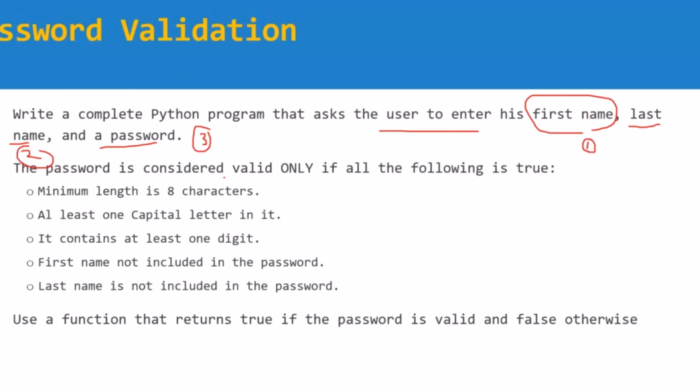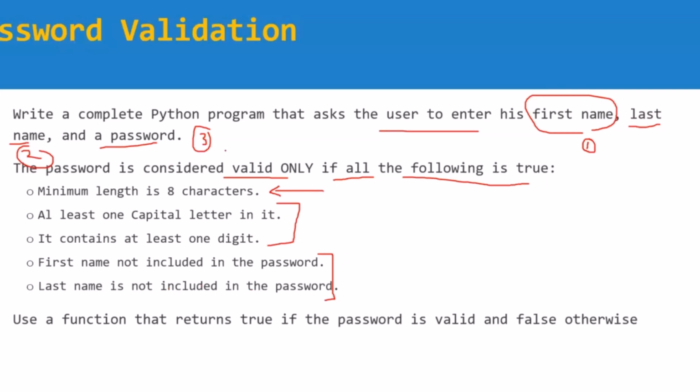The password is considered valid if and only if all the following is true. Minimum length is 8 characters. So it's easy to check the len of password, yes or no? At least 1 capital character. It contains at least 1 digit. I leave these 2 and go to the third and fourth. First name is not included in the password. Last name is not included in the password.